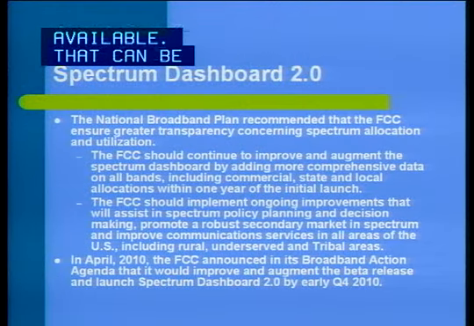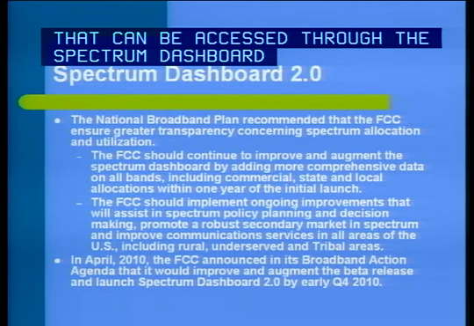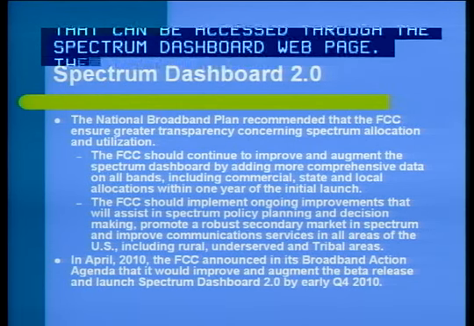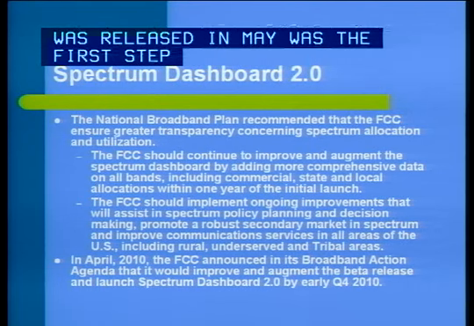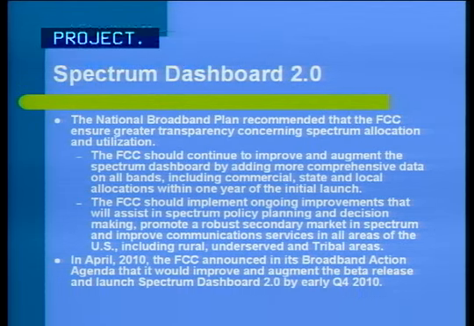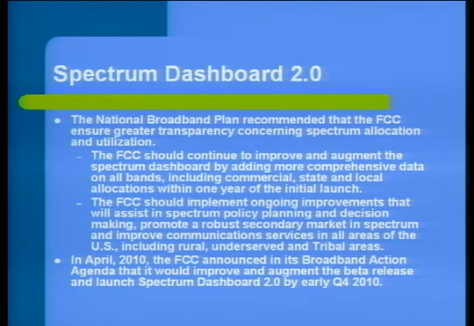The initial beta version that was released in May was a first step for us on this project. The broadband plan recommended that we continue to improve and augment the dashboard functionality and the data that's included in the dashboard. The intent of these continued improvements is to assist us in spectrum policy, promote secondary markets to improve communications, and improve services across the country with a particular focus on rural, underserved, and tribal areas.